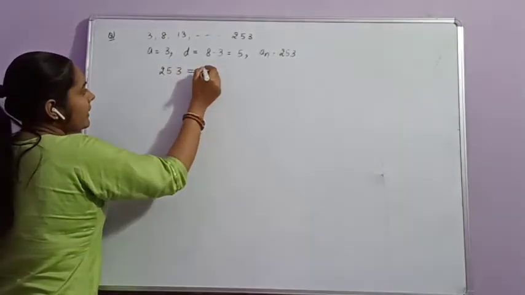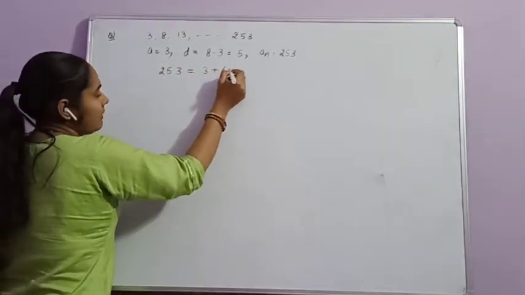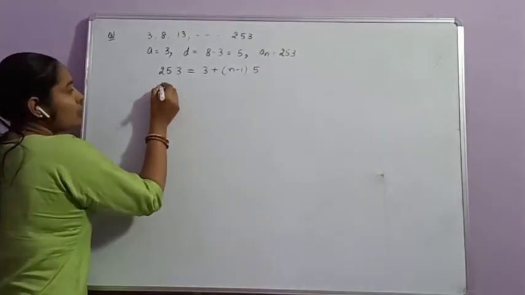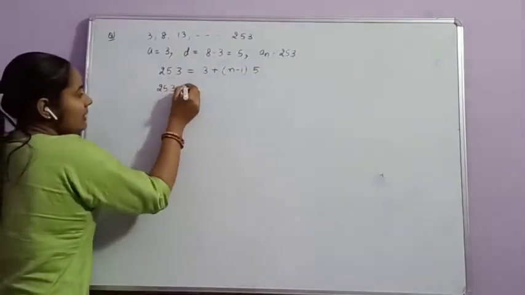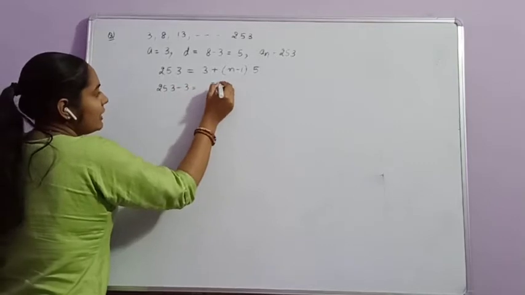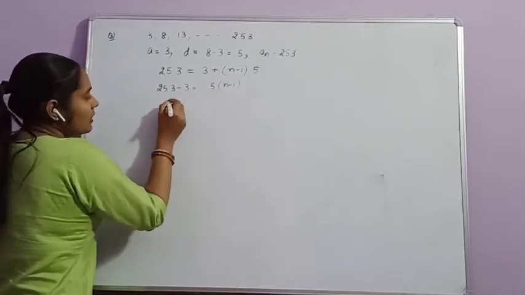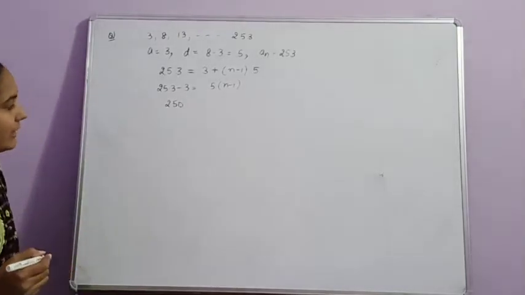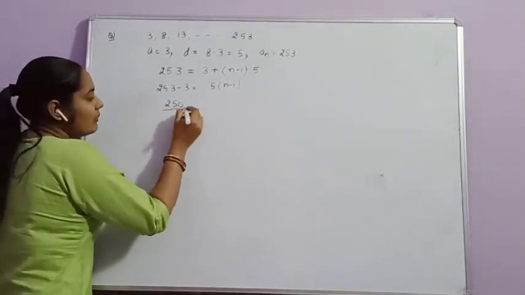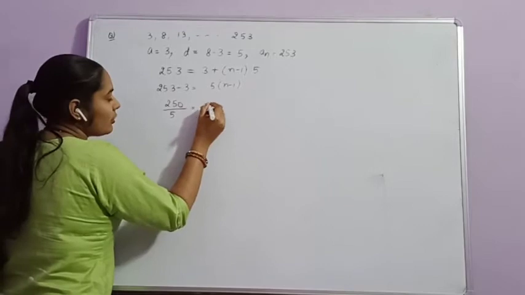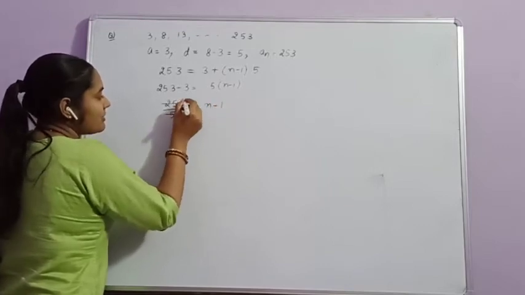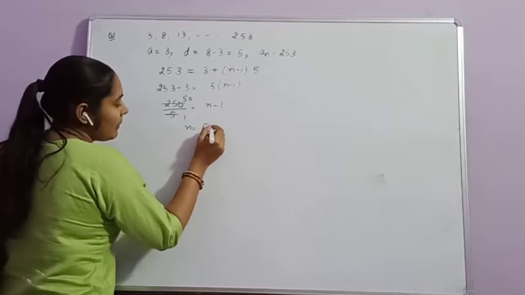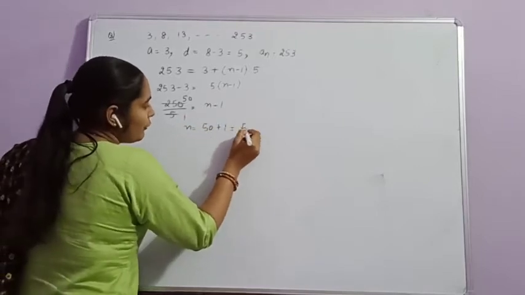And you know the formula for AN is equal to A plus N minus 1 into D. 253 minus 3, that is equal to 5 into N minus 1. 250, 5 is in multiplication on right hand side, on left hand side it will be in division. That is equal to N minus 1. 5 5s are 25, 0. N is equal to 50 plus 1, that is equal to 51.